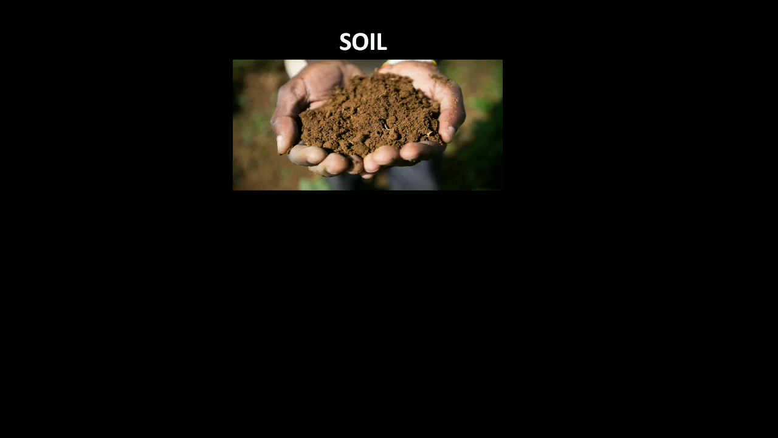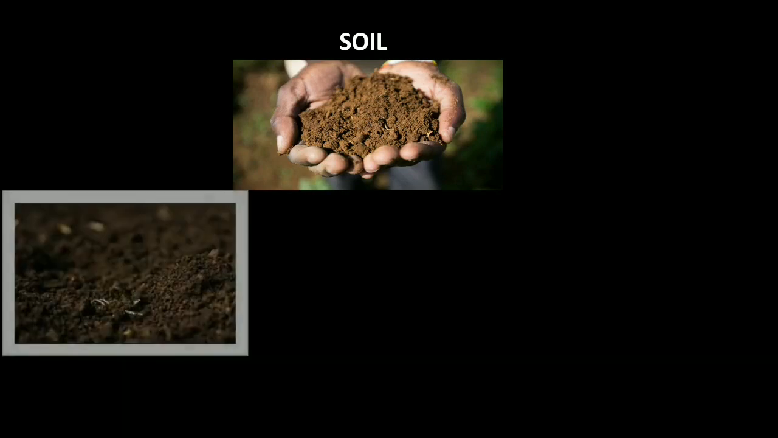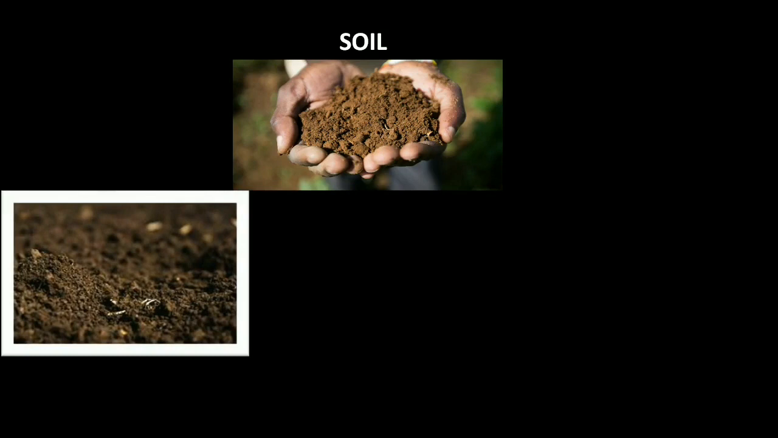Porous soil. Porous soil is soft and can be tilled easily. So this is porous soil, the second picture. It is a type of soil which can be tilled very easily, which can be plowed very easily by any kind of instrument. And agriculture is very good in this kind of soil.